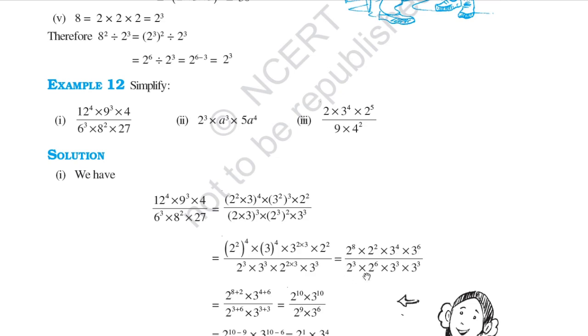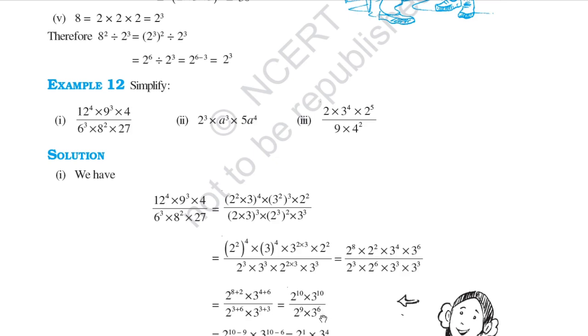So they are taking similar bases. The similar bases are 2 and 2, so these two will be added: 8 plus 2. Here also you can see the same bases, so these two will get added and this will become 10. Here also the base is the same, so these two will be added to give 9. And here also the base is the same, so you will do 3 to the power 6.